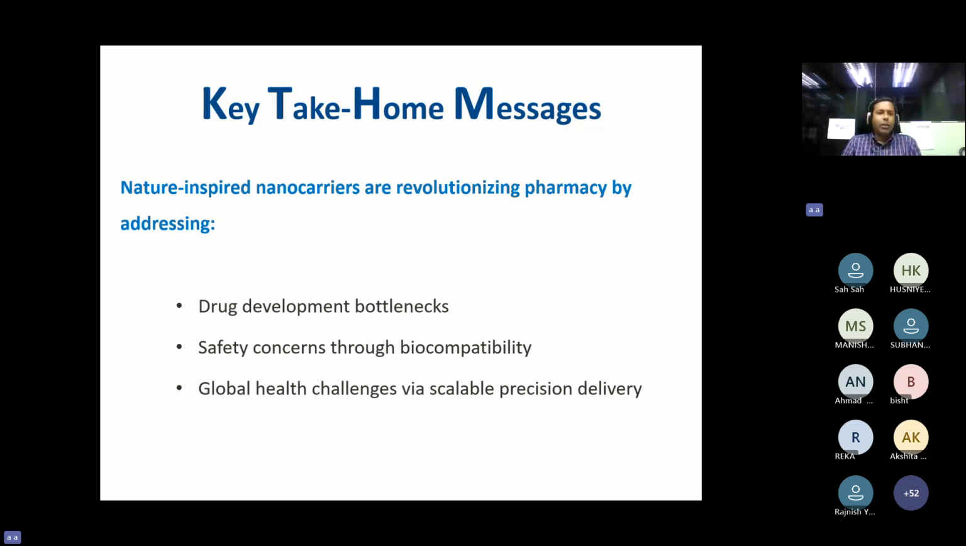So the key take-home message for you: nature-inspired nanocarriers are revolutionizing pharmacy by addressing drug development and safety concerns and global health challenges, and are a better option than synthetic nanocarriers, since synthesis raises environmental issues, uses chemicals, and the pricing is also high. Synthesizing from natural sources will give you cheaper pricing than the synthetic ones, with low toxicity, and they are easy to decompose in our body.